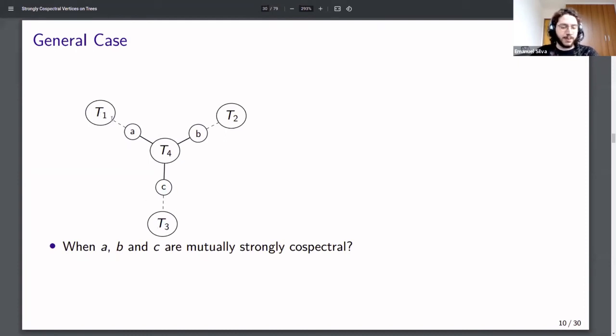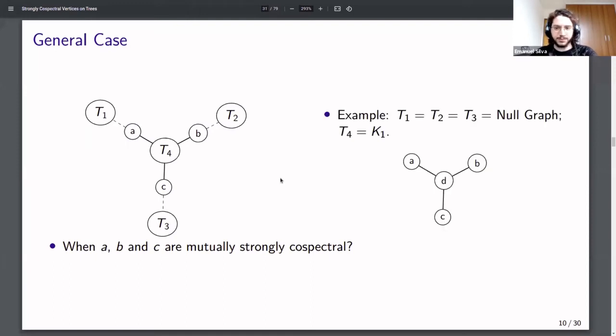So T1 is basically the limbs of the vertex A at this tree. And the question is when A, B, and C are mutually strongly cospectral. And just as an example, if T1, T2, and T3 are the null graph and T4 is K1, we have S3.